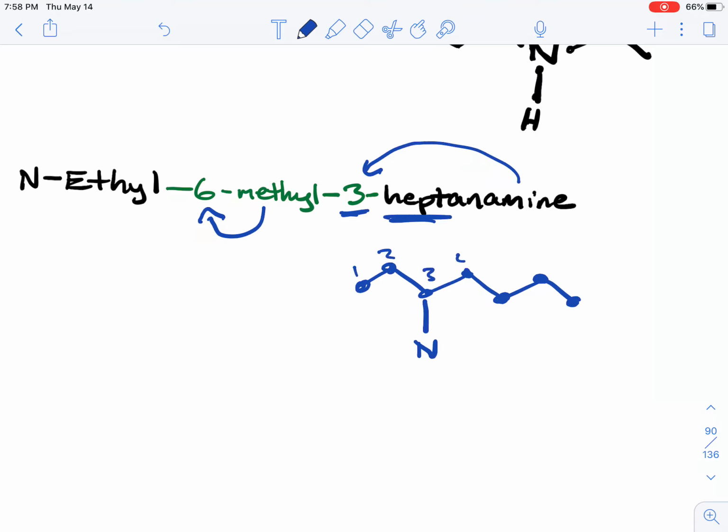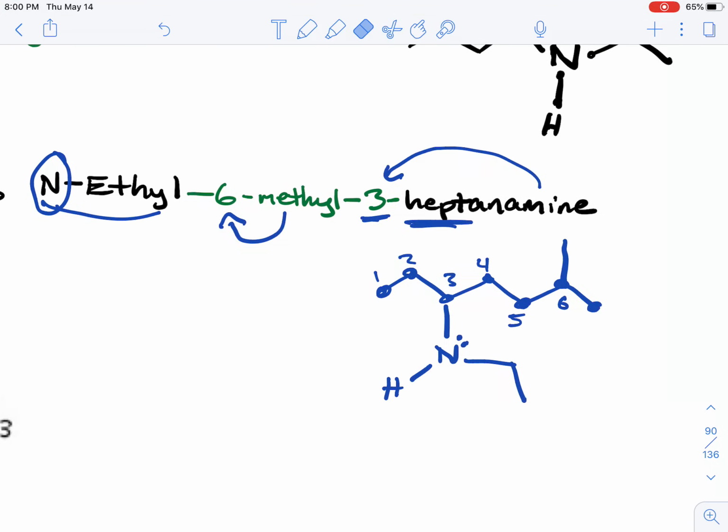So 1, 2, 3, 4, 5, 6. So I have a methyl group on my sixth carbon. And then I have an ethyl that's covalently bonded to my nitrogen. And so since this is my nitrogen, I am going to draw an ethyl, which is a two-carbon compound. And so whatever is not shown, I'm just going to go ahead and draw in from my nitrogen. So remember, nitrogen wants to have an octet. So right now it only has 4 electrons bonded to it, or shared. And so I know that since this is a secondary amine, because I have 2 R groups, that means I have 1 hydrogen. And the last 2 electrons are going to be a lone pair. And so this is how I would draw this structure from its name.